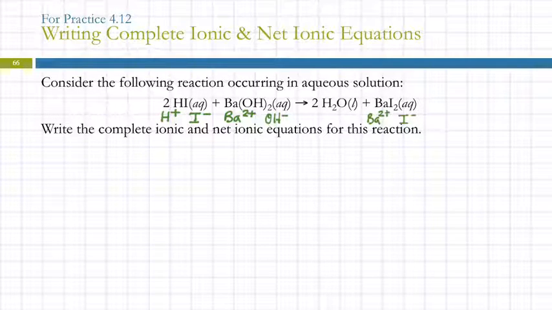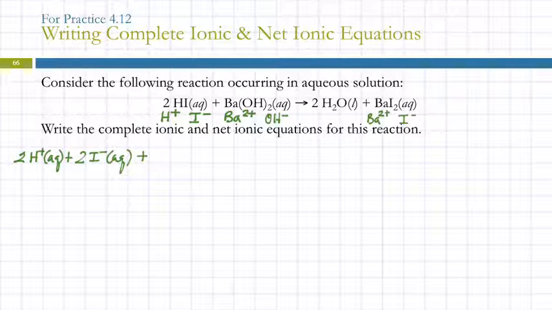So the complete ionic equation. These tend to be kind of long, so write small and give yourself plenty of room. So this has two of these HIs. That means I'm going to get two H's and two I's, and I need to write them separately. So 2H plus, and those are aqueous, and 2I minus, aqueous. And then barium hydroxide, each of these, 1 mole of this has 1 mole of barium ions and 2 moles of hydroxide ions. So I'm going to get Ba2 plus aqueous plus 2OH minus aqueous.